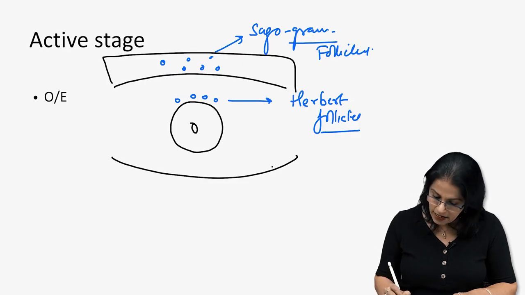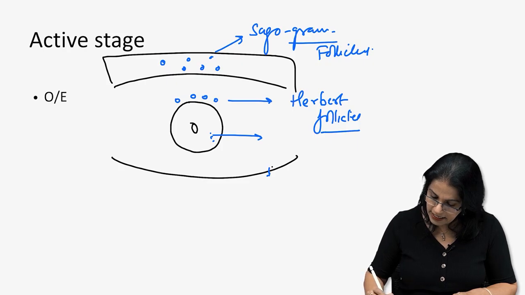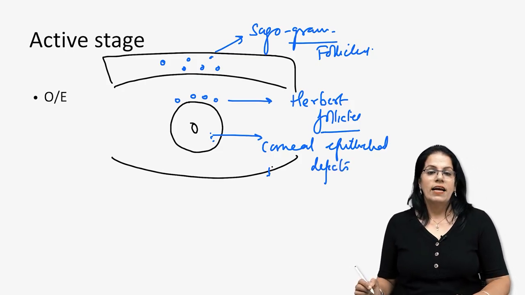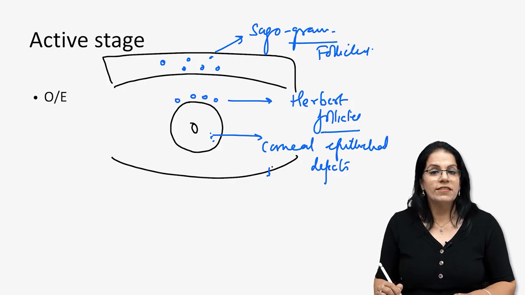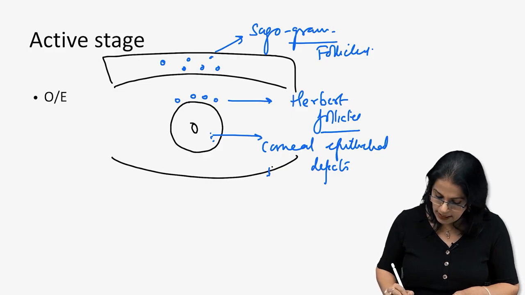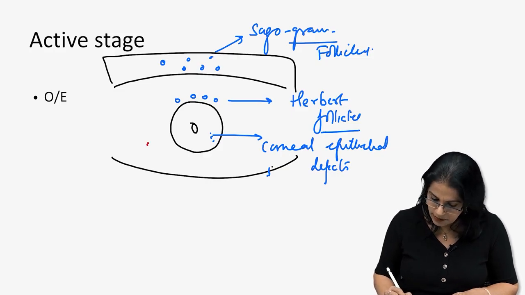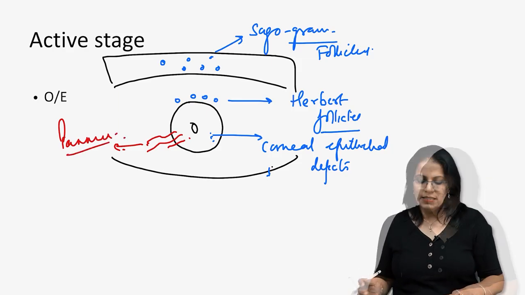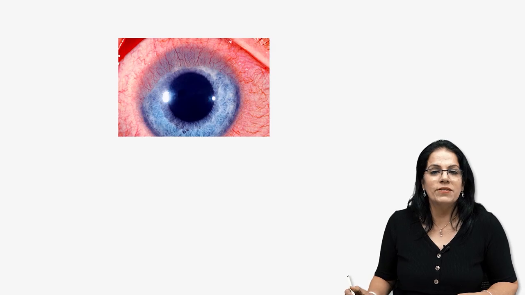What else can you get? We can get some corneal epithelial defects. In an active stage, if the cornea is involved, we may get corneal epithelial defects. And slowly, another important thing that you have to know is neovascularization of the cornea, which we call pannus. So, pannus may be formed. This is how you will draw and learn it once and for all. Can you see this is the neovascularization.